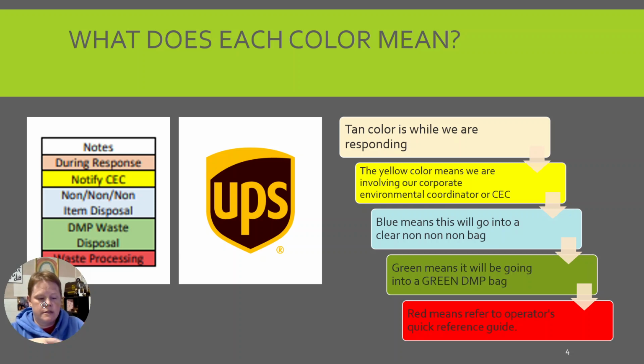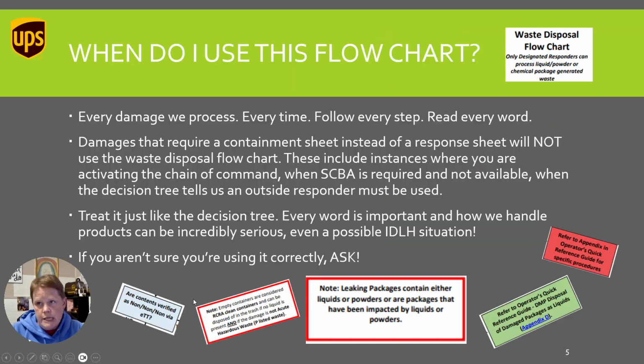It's a biohazard. It's an acute hazardous waste. It's a cylinder. I can't even remember what the other ones are, but there's a handful of them that have specific appendixes in the quick reference guide that we are referencing. So if you are in your red boxes, you're going to go to the quick reference guide to learn more information about how you should be processing this damage. And then you're going to do whatever the quick reference guide is telling you to do with that damage. So that is kind of what all of our different colors mean.